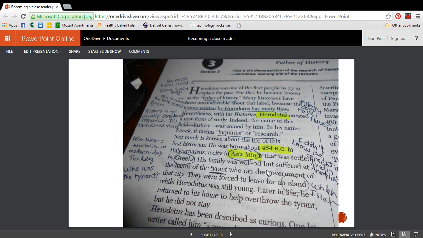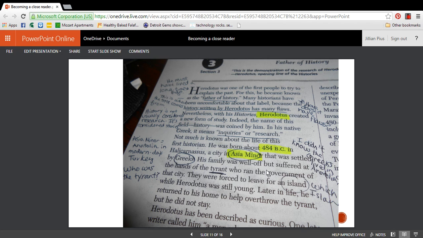with his histories, Herodotus created a new form of study. Indeed, the name of this field, history, was coined by him. In his native Greek, it means inquiries or research. So on the left-hand side, I wrote, history is not usually considered research, it's considered stories. Usually when we hear the word research, we think of science. We don't usually think of research and history as being connected.